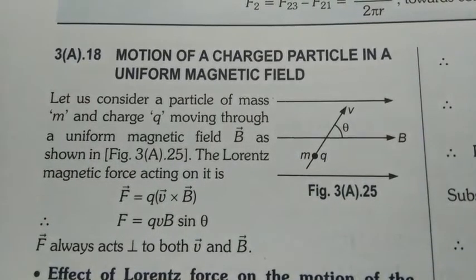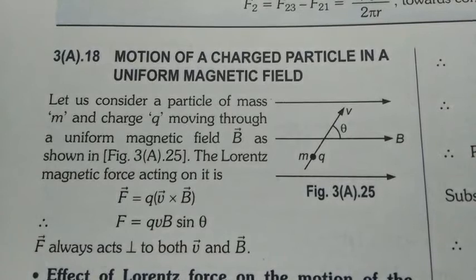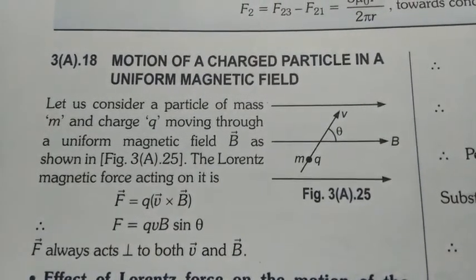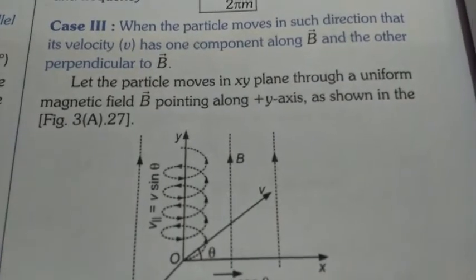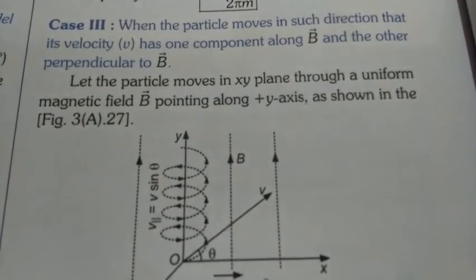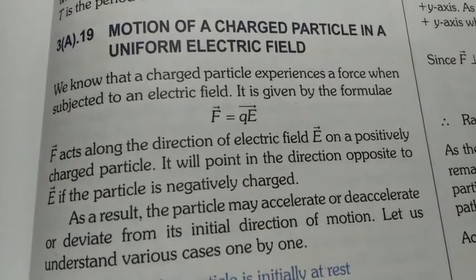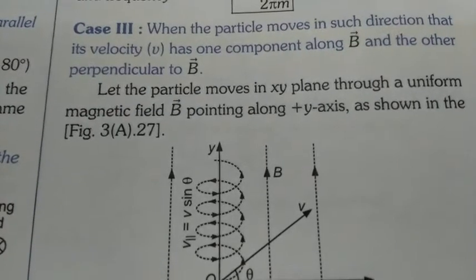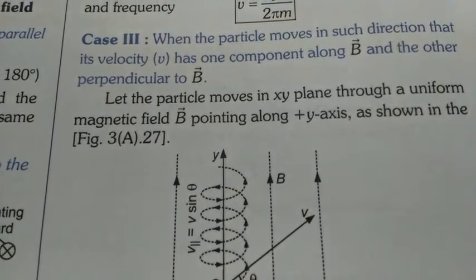In our previous video, we were discussing the topic motion of a charged particle in a uniform magnetic field, and we have already discussed its first case. Now today we are going to discuss its third case. First and second case we have already discussed. Today we will discuss case 3 and also we will discuss motion of a charged particle in a uniform electric field. So let's discuss case 3 of motion of a charged particle in uniform magnetic field.